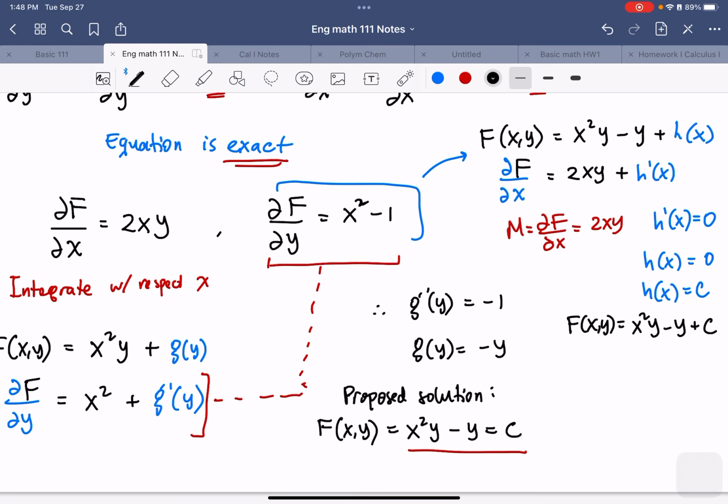But the constant is a constant, right? It can be any number. Then we can just say that x squared y minus y equals a constant. It's the same structure as our other solution that we had before.